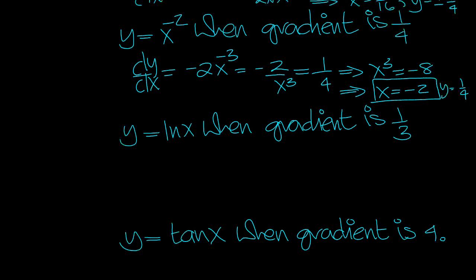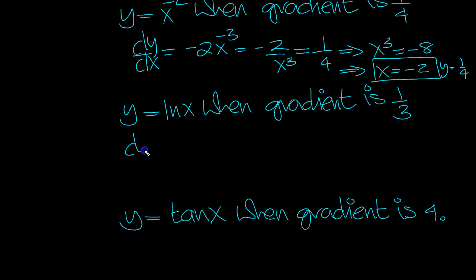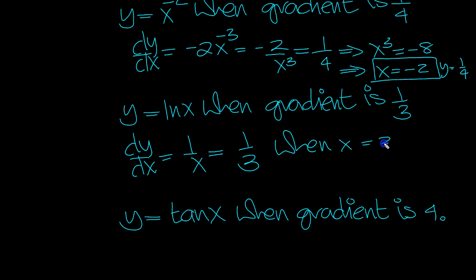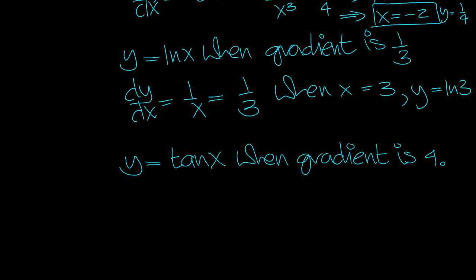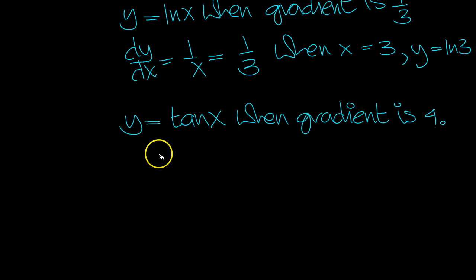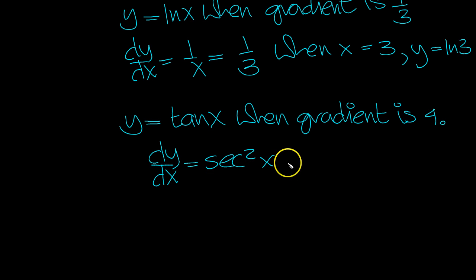Okay, good. Y equals log, dy/dx then. Log differentiates to 1 over x, which equals 1/3 when x equals 3. And then y is equal to, the coordinate is log 3, isn't it? X is 3. On the curve, we get the value log 3 as the coordinate at that gradient value. Tan dy/dx goes to sec squared. When the gradient is 4, so what do we get here?